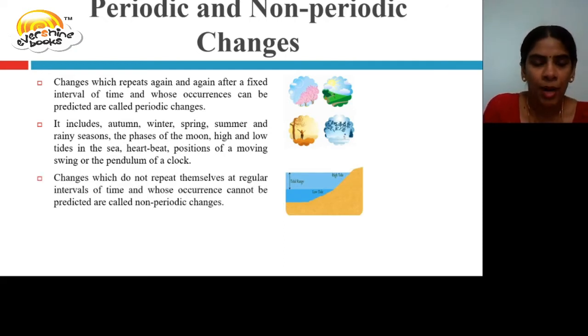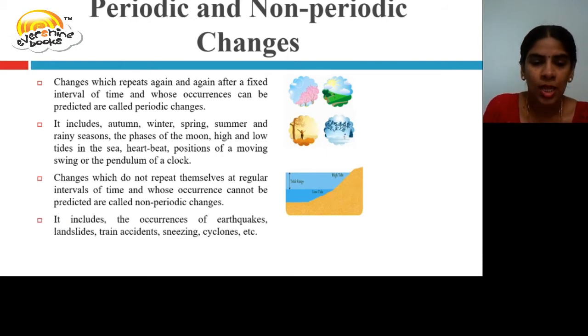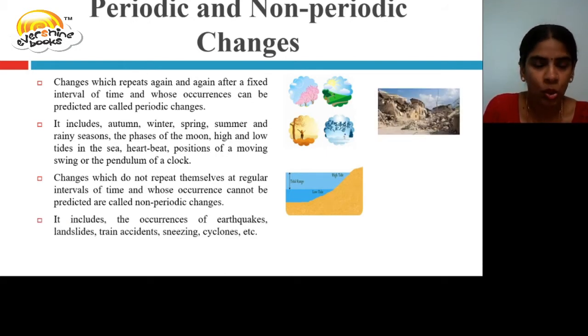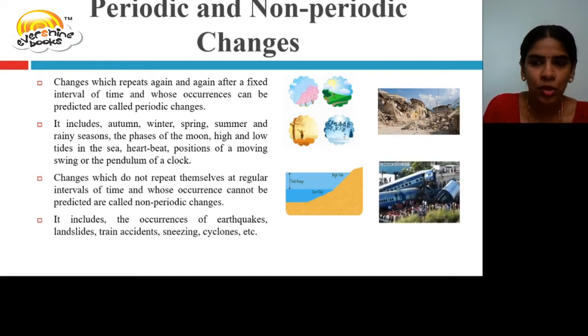But there are some changes which do not repeat themselves at regular intervals of time and whose occurrence cannot be predicted. These are called non-periodic changes. They include the occurrence of earthquakes. We don't know when earthquakes come. We don't know when train accidents will take place. We don't know when we sneeze. We don't know when cyclones will come. We don't know when landslides will take place. These changes are known as non-periodic changes.